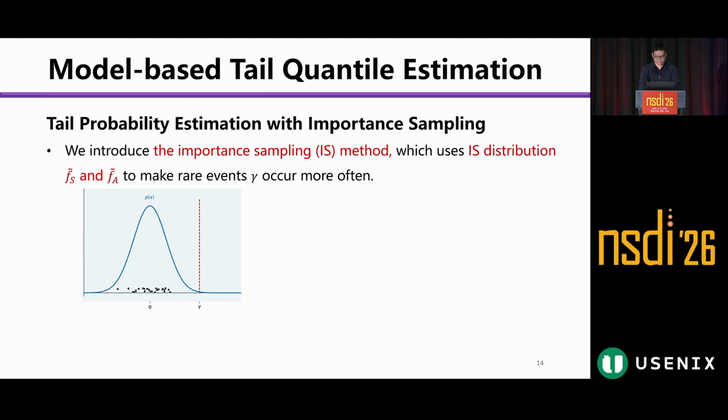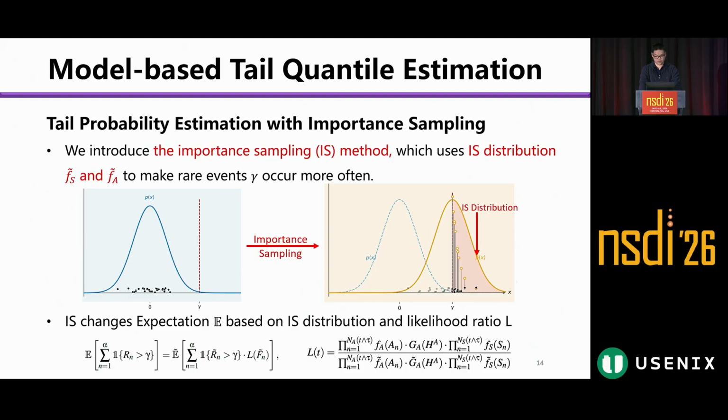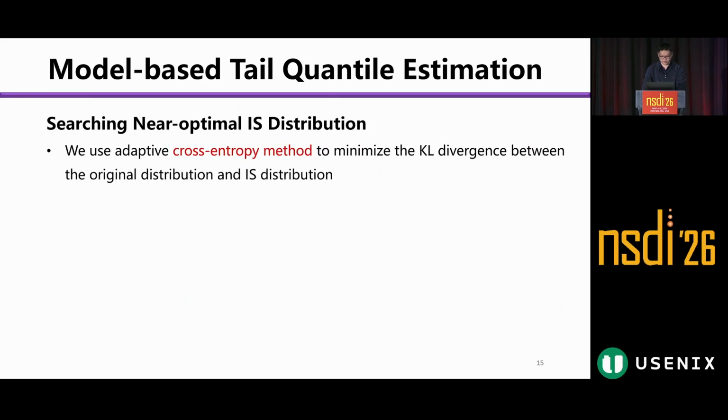We further improve the tail probability estimation with importance sampling. This method uses another distribution called the IS distribution. This distribution will make the rare event gamma occur more often. As a simple example, the brown line is the new IS distribution. This makes the gamma event occur more often. Since we changed the distribution, we also need to change the expectation E based on the IS distribution and the likelihood ratio L. At last, the remaining question is how to choose a good IS distribution.